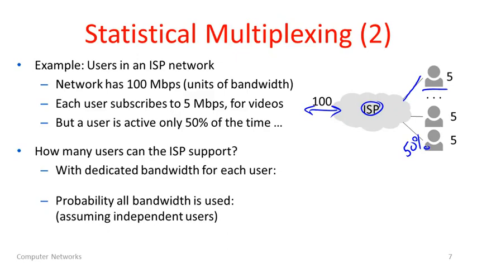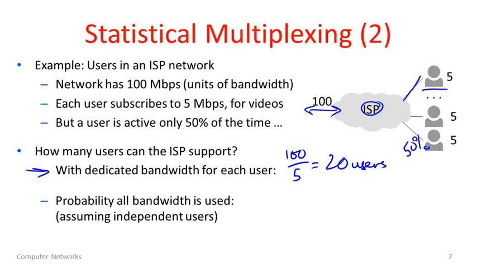Well, let's think about different ways to design this network. Assume that we dedicate bandwidth to each user. If we do that, then each user is always going to have 5 megabits per second of their own throughout that ISP, so they'll always have it when they need it. How many users can we then support? Well, we can support 100 megabits per second divided by 5 megabits per second per user. That's 20 users.